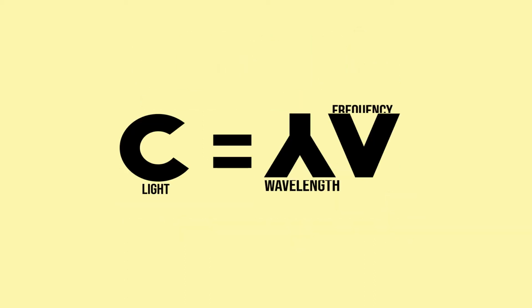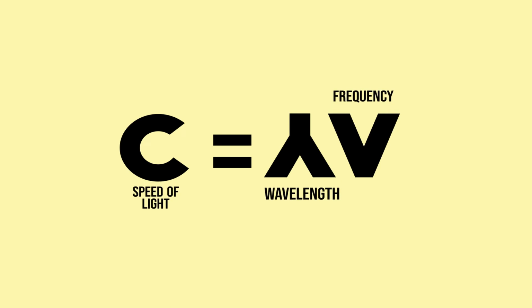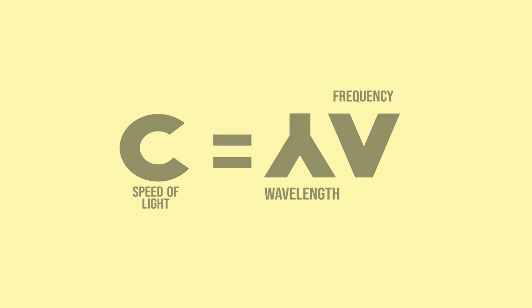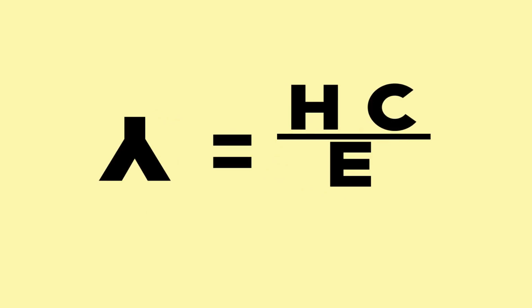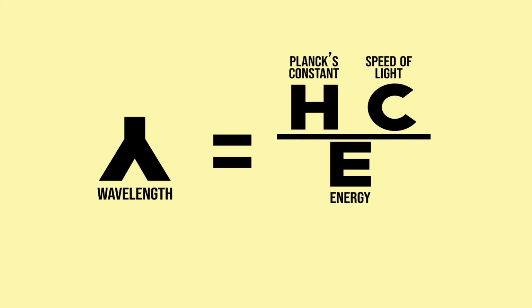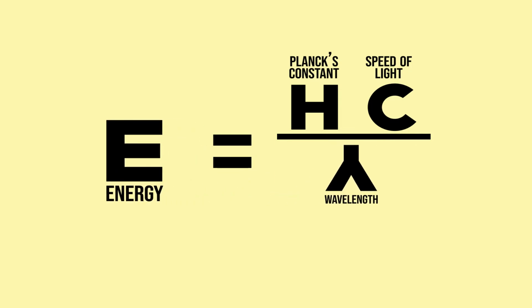The first equation is c, the speed of light, equals wavelength times frequency. If this is rearranged, this equation can be used to solve wavelength if frequency is known, or frequency if wavelength is known. The second equation is lambda sign, wavelength, equals hc over E. This equation can be used to find wavelength, and it can also be used to find energy through isolating the energy variable, which is derived as E equals hc over lambda sign, wavelength.